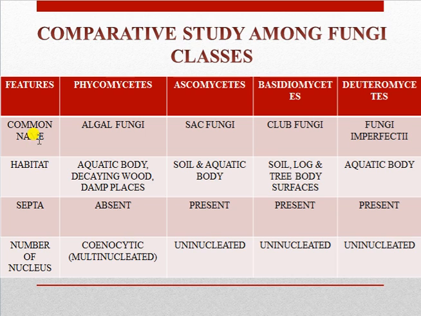First one is the common name. The common name of Phycomycetes, as we all know, is algal fungi. Ascomycetes are known as sac fungi. Basidiomycetes are known as club fungi, and Deuteromycetes are known as fungi imperfecti, or imperfect fungi.